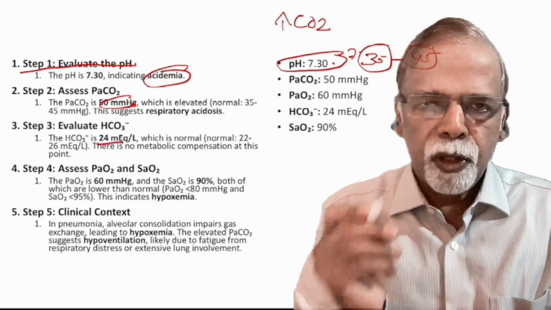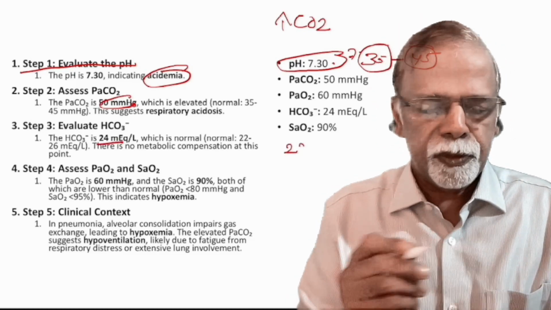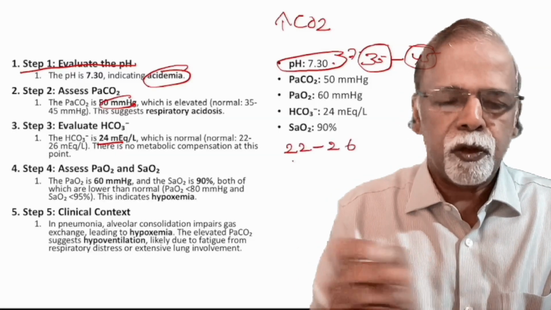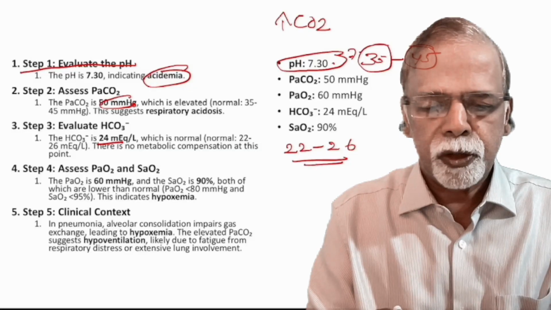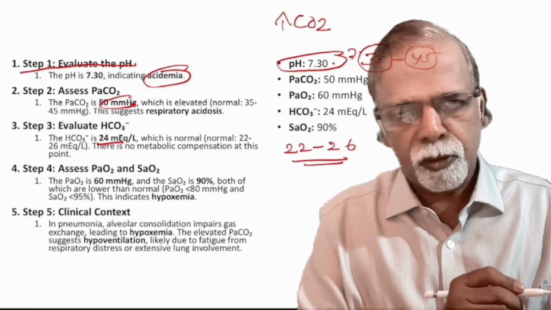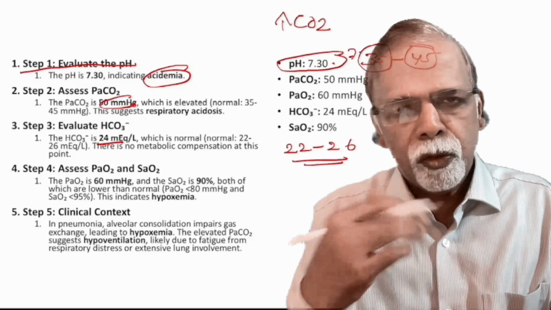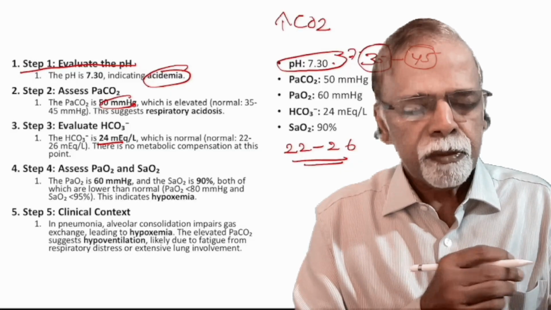Next step is evaluate the bicarbonate. So here the bicarbonate is 24. Normal bicarbonate is 22 to 26. So this is normal here. 24 is normal. So this means there is no compensation has occurred.